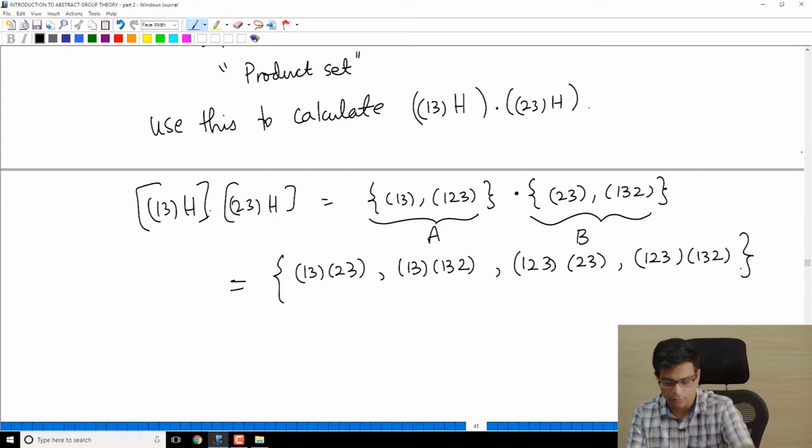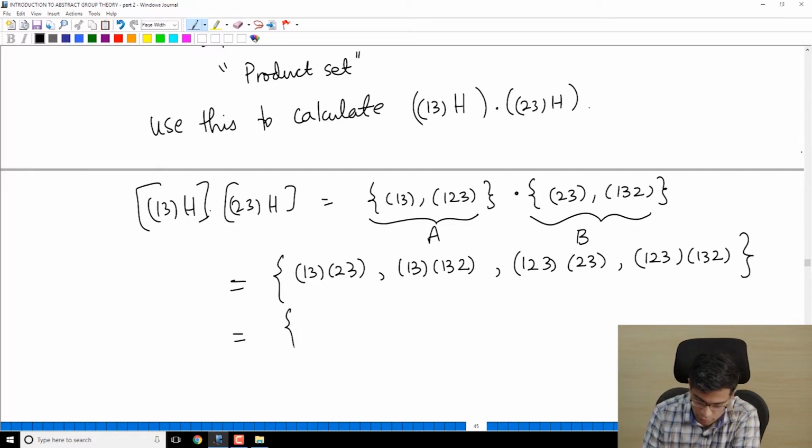So I take the first element of A, (1 3), multiply by (2 3), because that's an element of B. I take (1 3) and multiply by (1 3 2). Similarly, I take (1 2 3) and multiply by (2 3), and (1 2 3) times (1 3 2). So these are the four products. Let us just simplify these and see what we get. What is (1 3) times (2 3)?